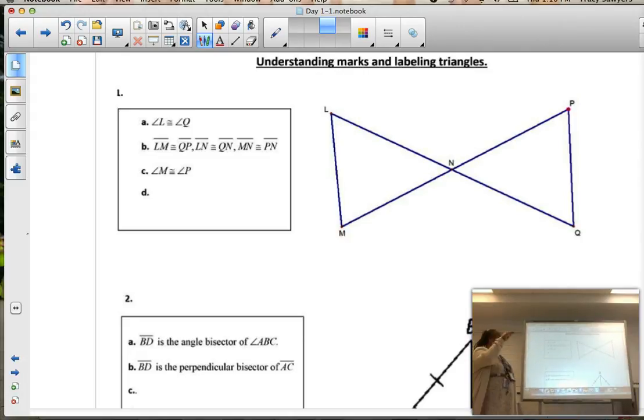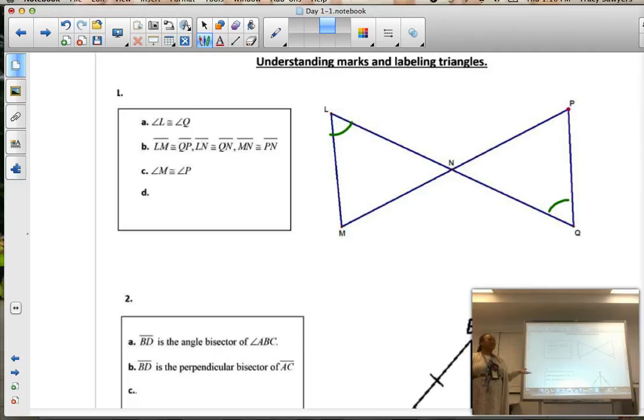Yes, everybody's going like this. It's a little arc. Angle L is congruent to angle Q. Now you notice I put 1 arc on each because they're the same measure. Yes? Or 2 points only for sides. Yes. Very good question.